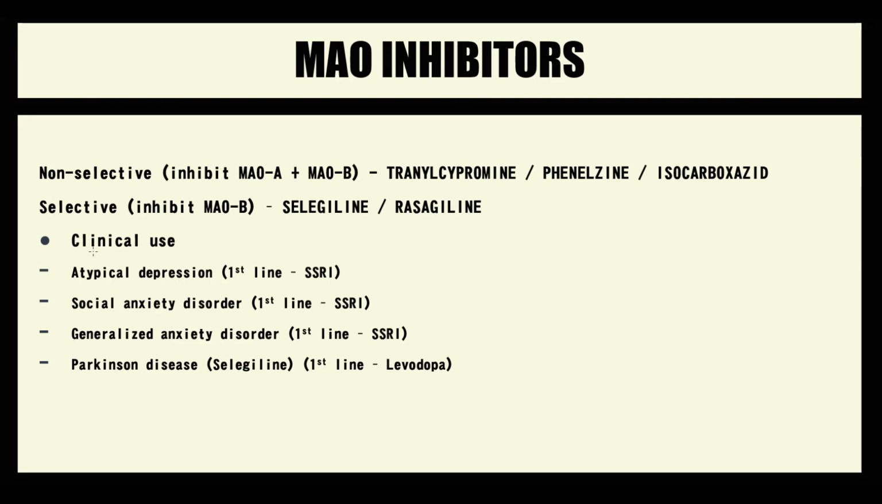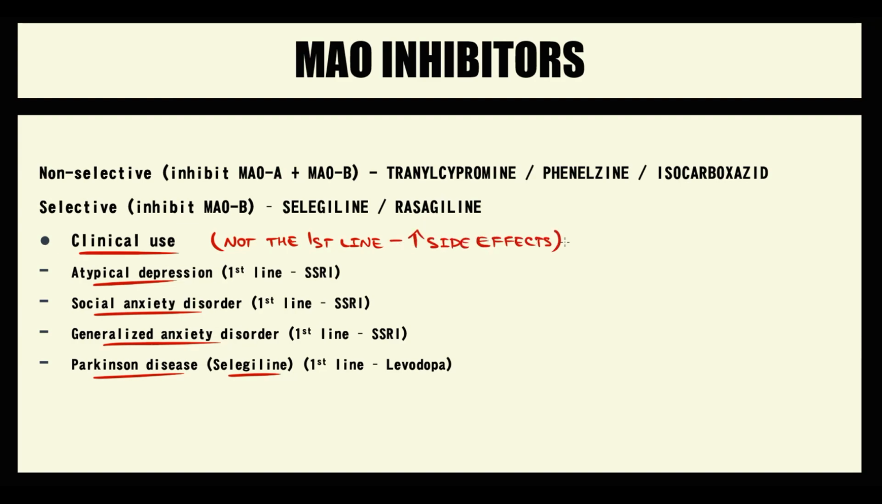Because of a great amount of side effects and drug interactions, nowadays MAO inhibitors are not used as a first-line therapy. We use them as second or third-line options in atypical depression, for social and generalized anxiety disorders, and also in Parkinson's disease we use selegiline, which is a selective MAO inhibitor, but the first-line option in Parkinson's disease is levodopa.